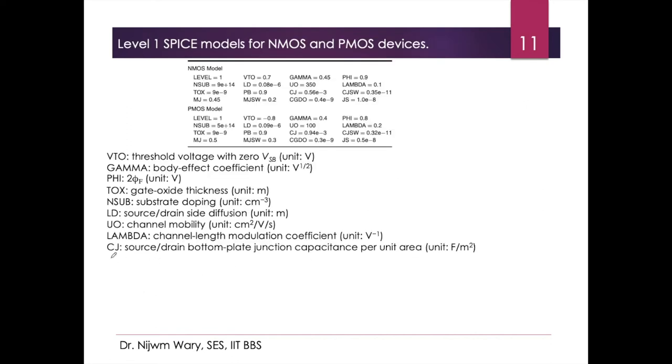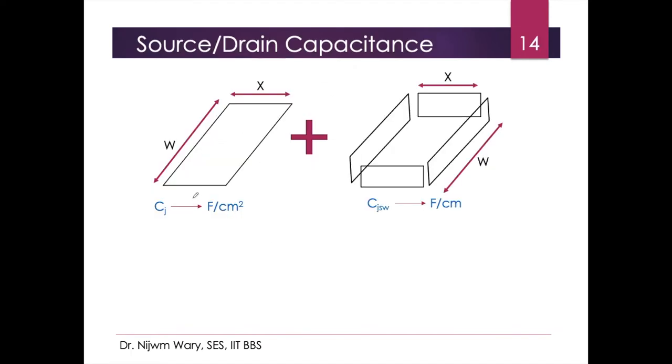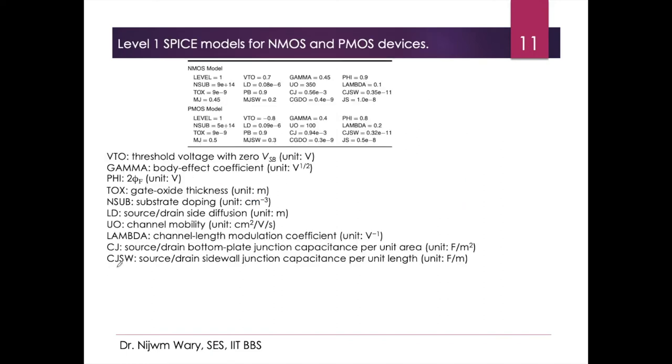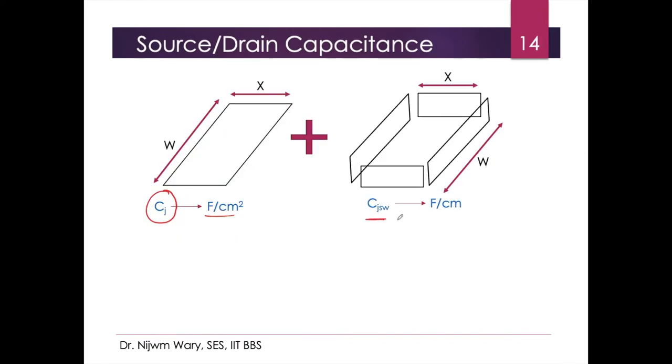Next, CJ is the source or drain bottom plate junction capacitance per unit area. This is the one which we had discussed in the last class. So basically this CJ is this parameter. Here I have shown it as farad per centimeter square, but there it is expressed as farad per meter square. And CJSW is the source drain side wall junction capacitance per unit length, again farad per meter. So basically this parameter CJSW, as discussed in the last lecture.